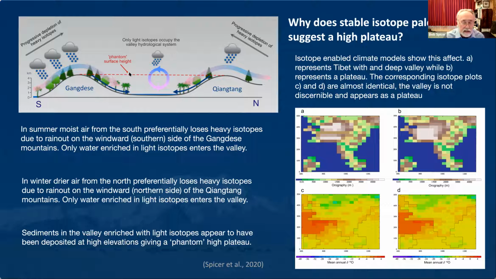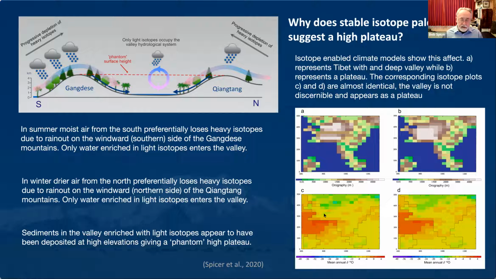And this phantom plateau is what led to the idea of a proto-Tibetan upland in the Eocene. If we test that using a climate model, here we've got Tibet with a valley in, here we've got a high flat Tibet. When we look at the isotope ratios that are predicted by the model to occur in the carbonates, there's no sign of the valley. They basically look almost the same. So we can't see the valley because it's not resolved by this process. Hence, we interpret our central Tibetan isotopic compositions as representing a highland, when actually all it represents is the height of the two mountain systems.